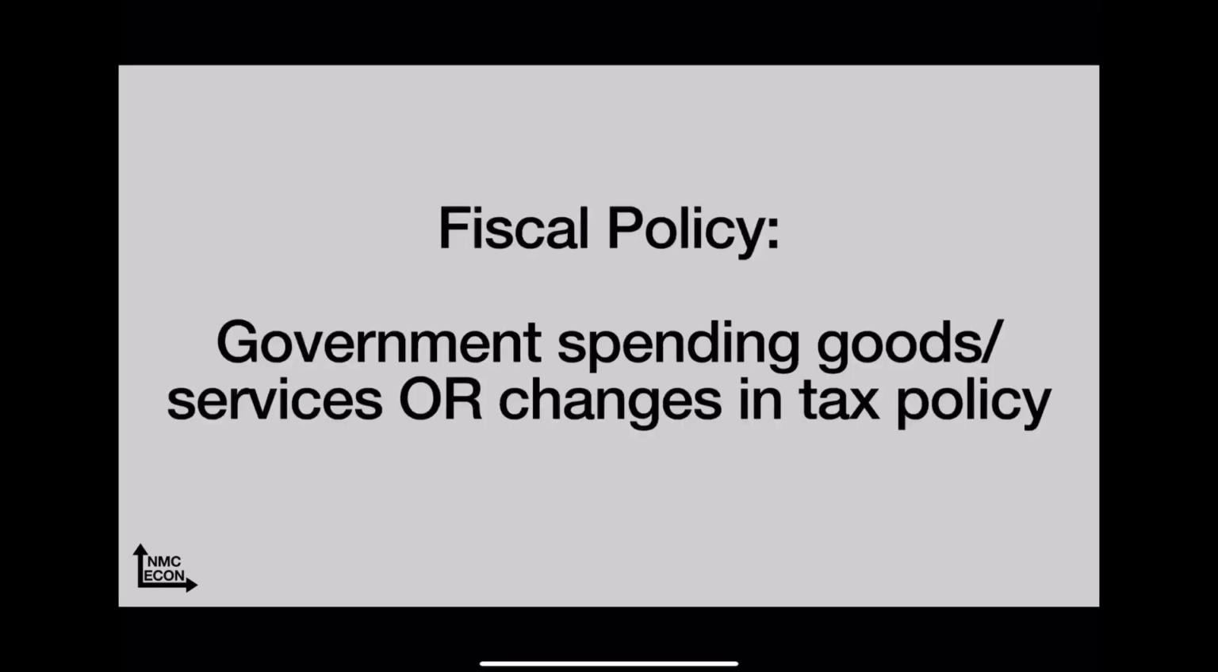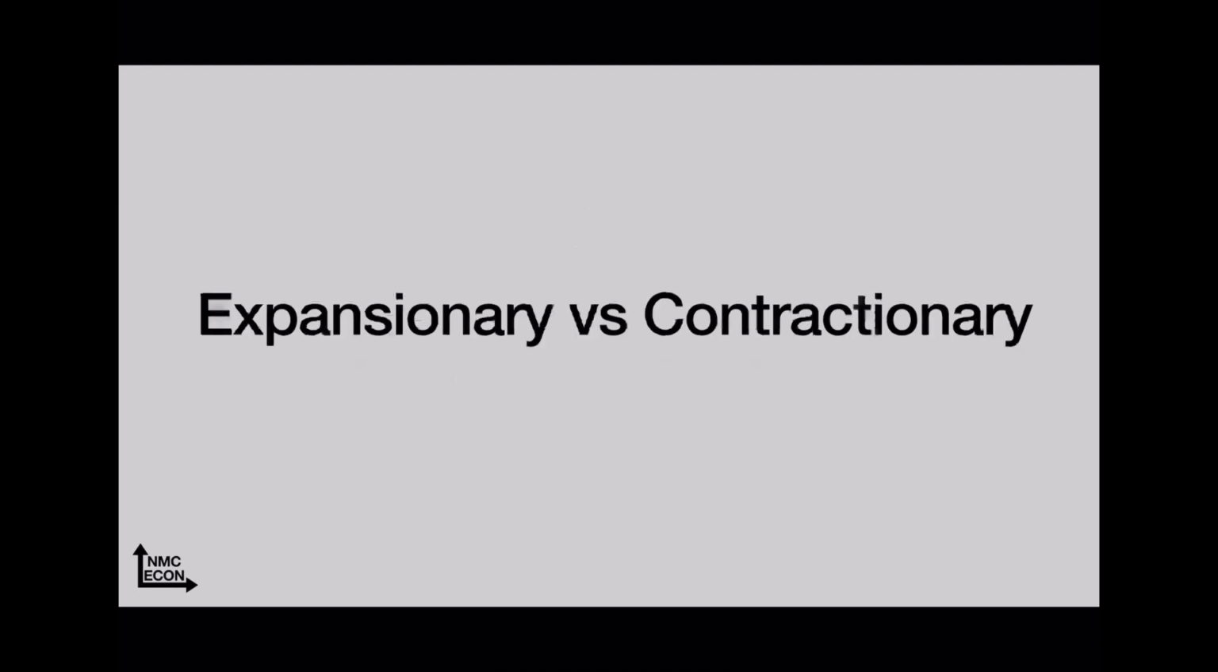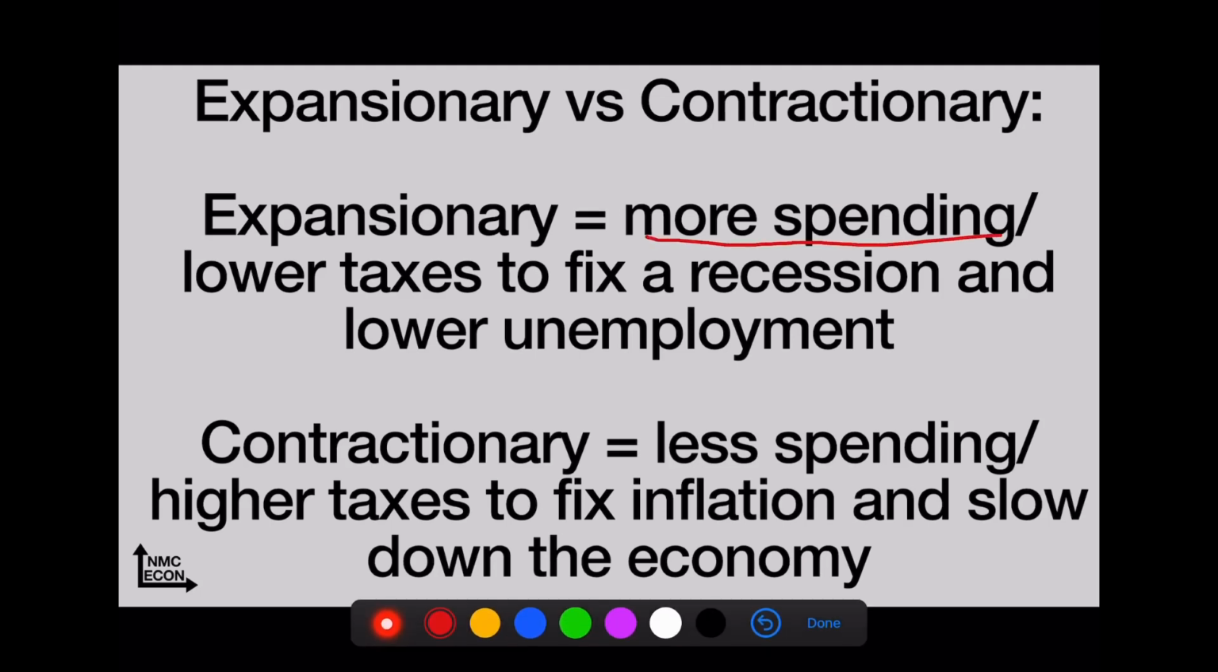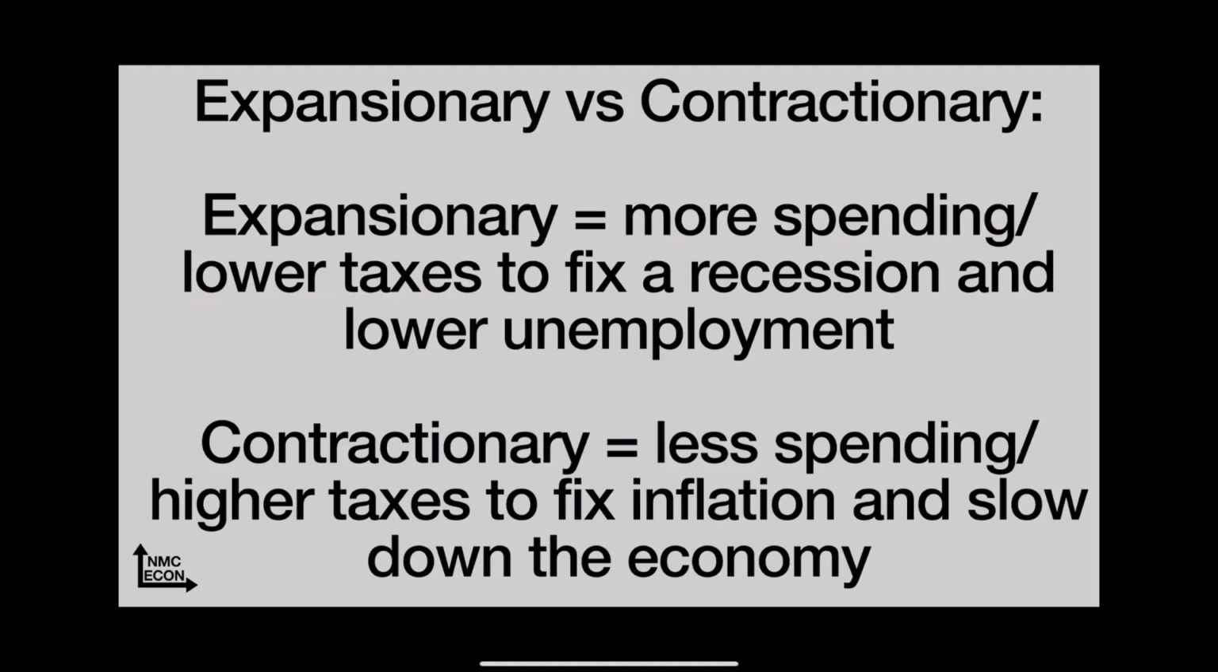Fiscal policy. This is government spending on goods and services or changes in tax policy. More spending or lower taxes has a similar effect. Less spending and higher taxes, that kind of does the same thing. Expansionary versus contractionary. So these are kind of the two categories of spending. Expansionary means more spending or lower taxes, and we can use this to fix a recession and lower unemployment. Contractionary policy means less spending and higher taxes to fix inflation and slow down the economy. Often we'll see both of those things happen at the same time, like more spending plus lower taxes. That can work really well.